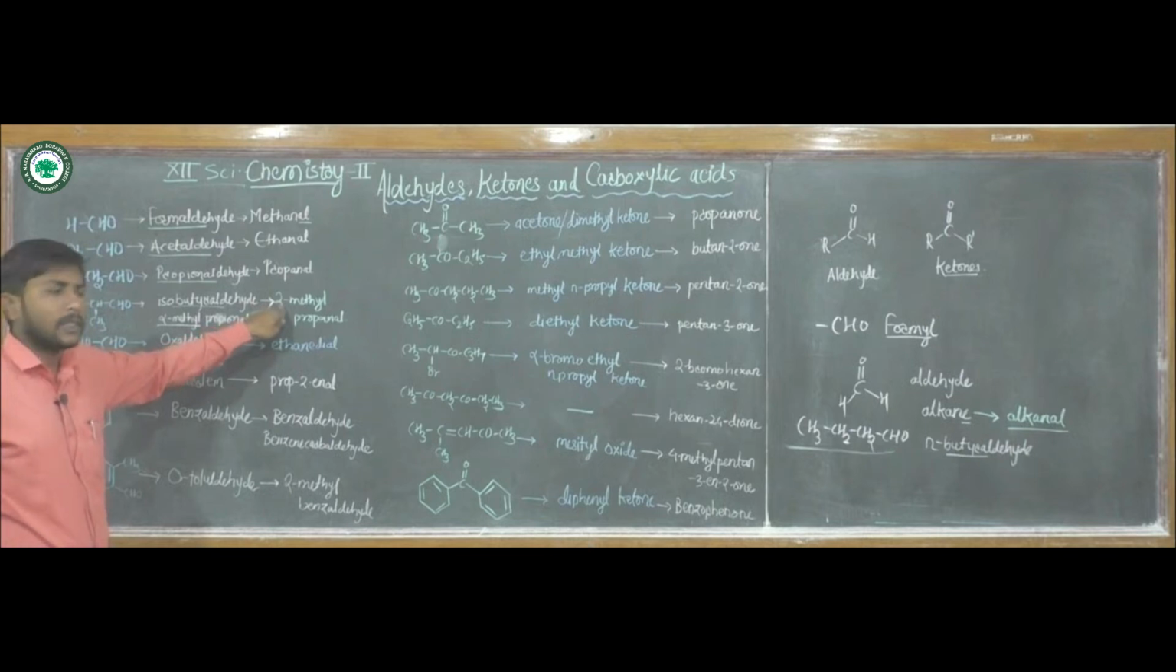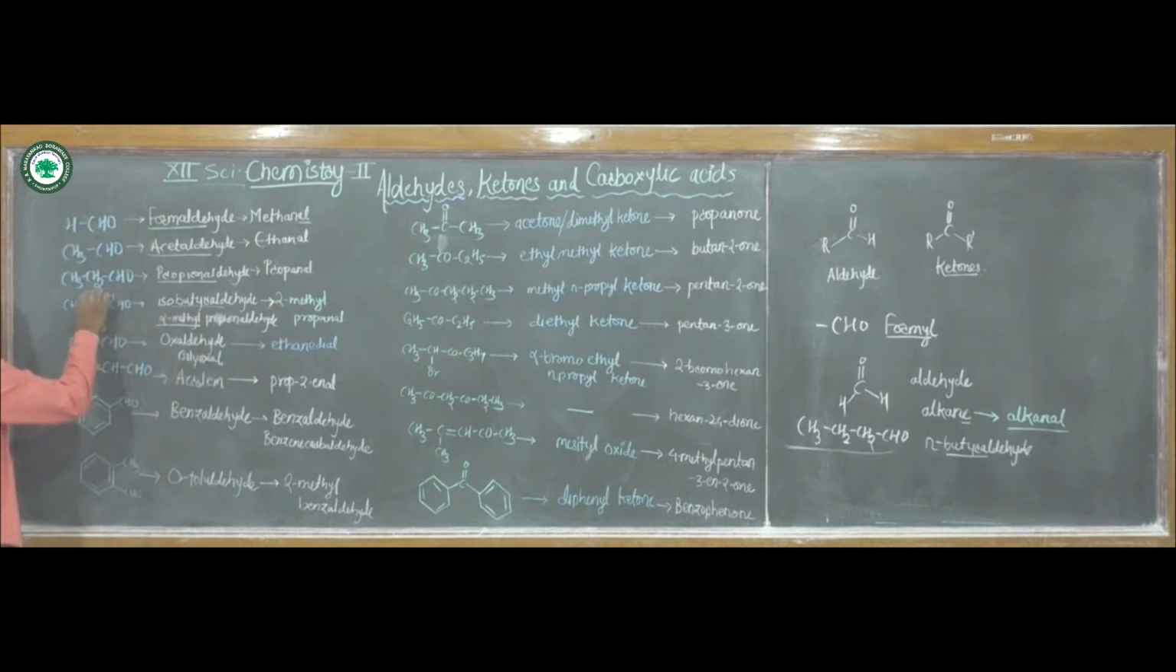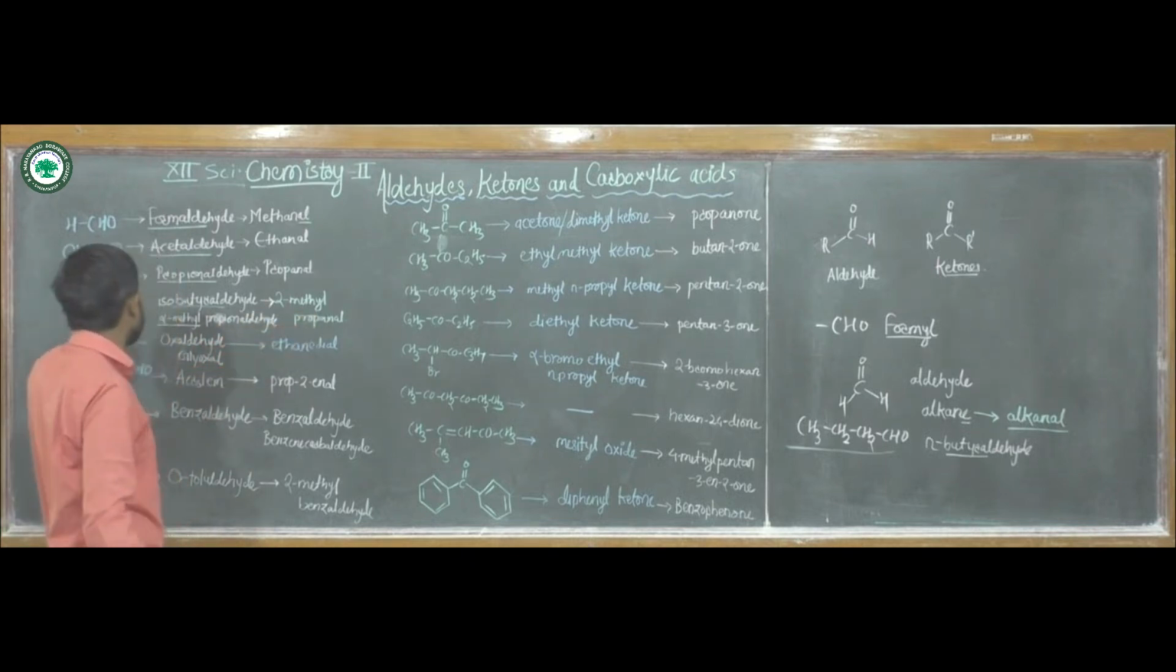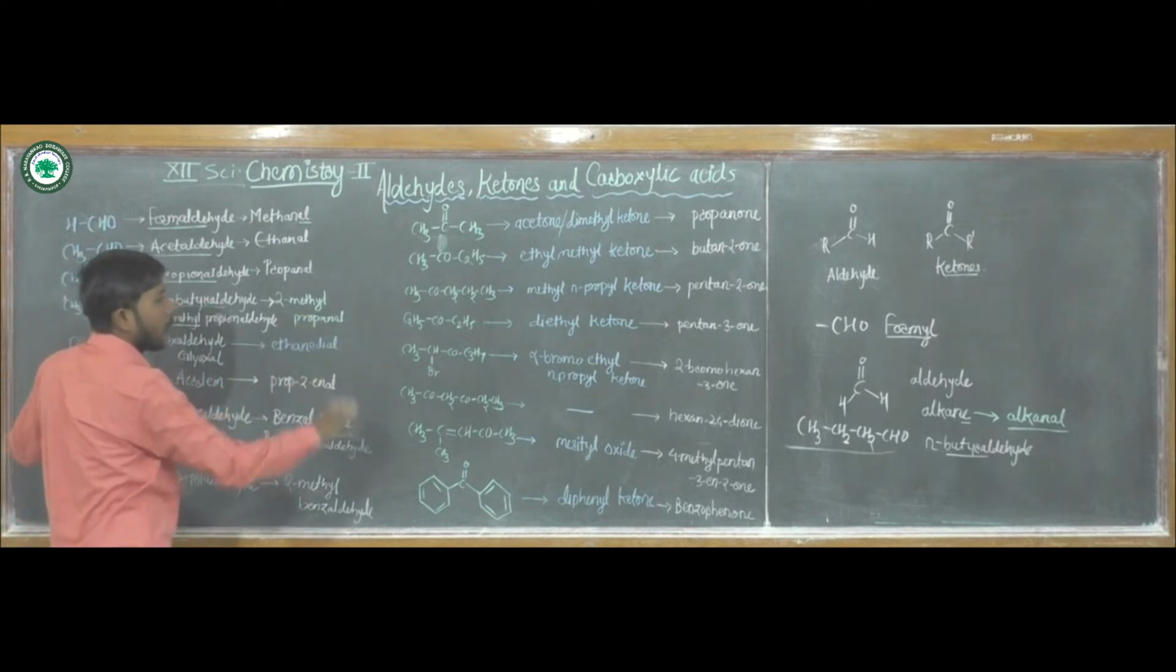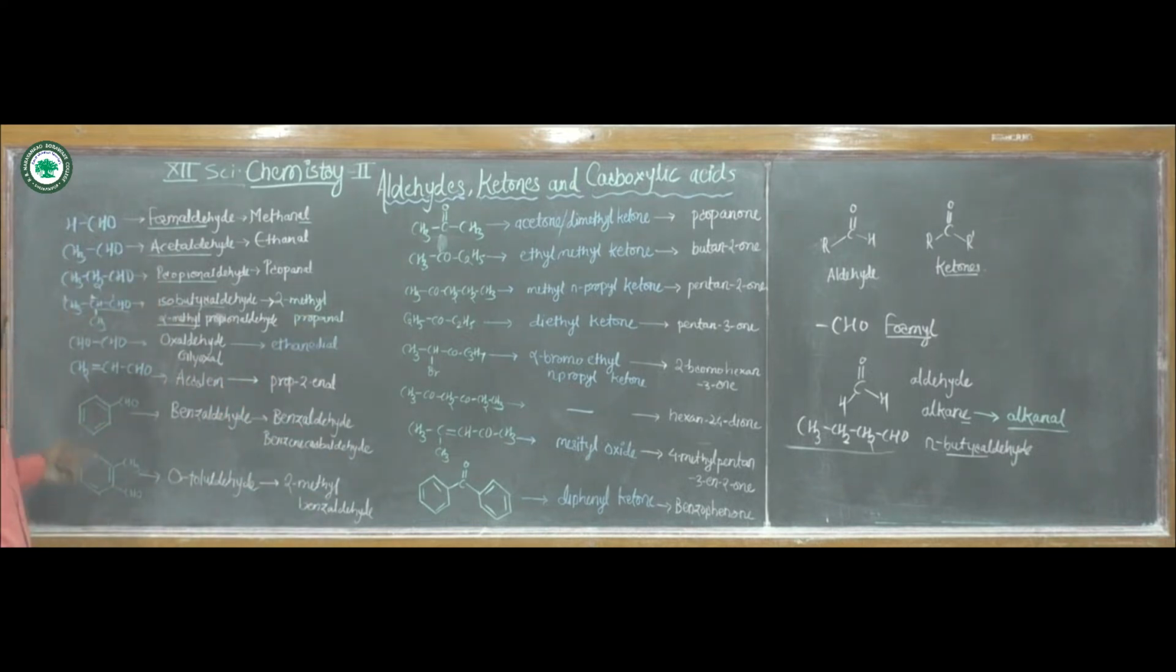In the IUPAC naming system, the carbon numbers are first, second, third. On the second carbon there is a 2 methyl branching as it is, and the parent carbon chain is 3 carbon containing, that is propanal, 2-methylpropanal.